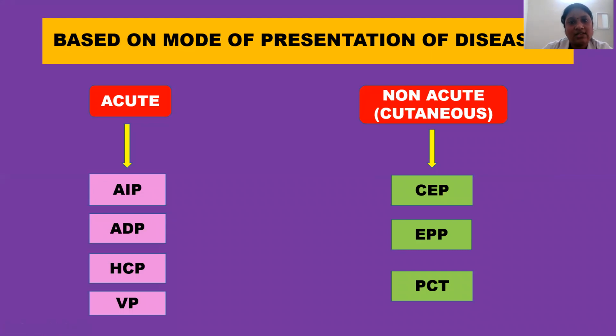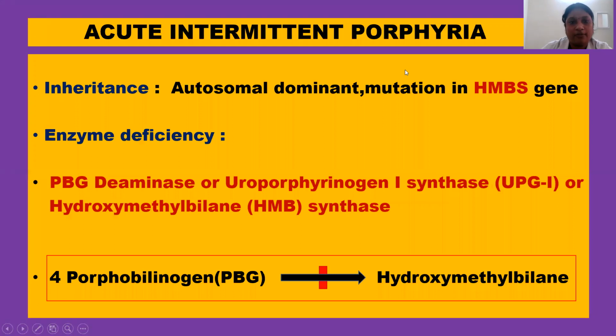Based on mode of presentation of disease, we can classify porphyria into acute porphyria and non-acute porphyria. Non-acute porphyria is also called cutaneous porphyria. So again, AIP, HCP, variegate porphyria will come under acute porphyria. CEP, EPP, and porphyria cutanea tarda will come under non-acute porphyria.